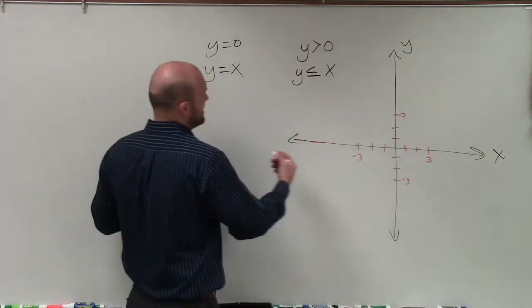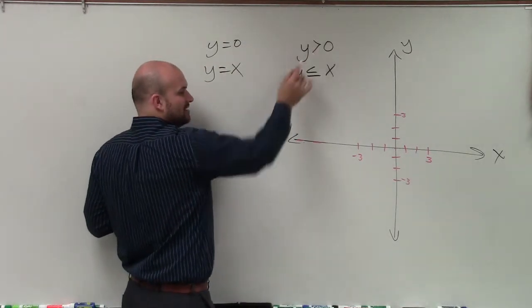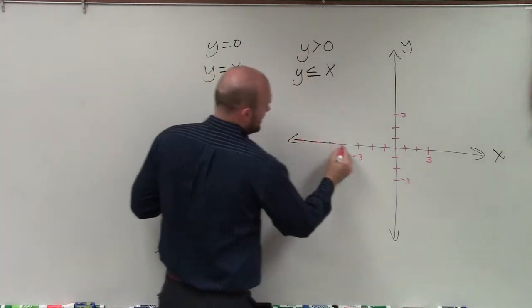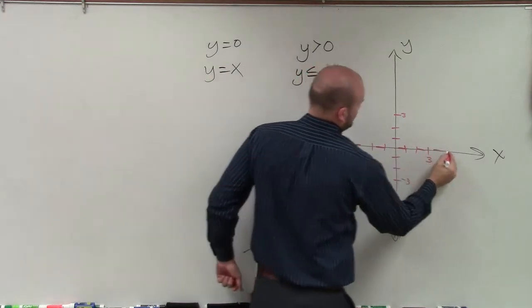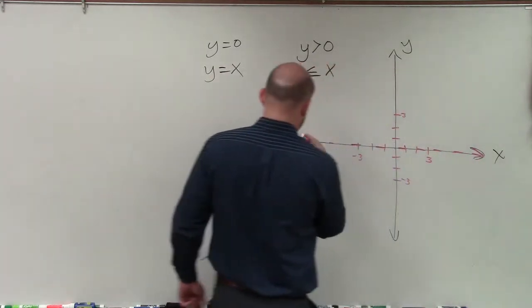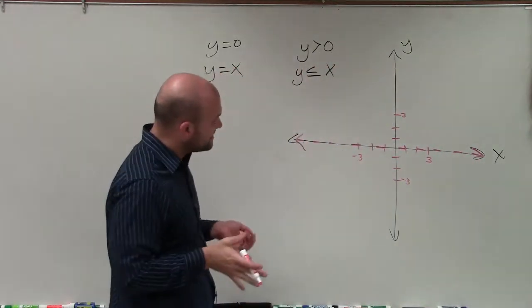Now notice, going back to my inequality, this is greater than, not greater than or equal to, so that's going to be a dashed line. Okay? Now, the next thing is we need to determine shading.